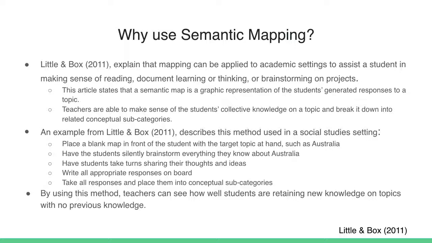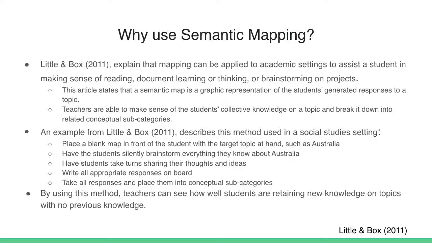So the article states that a semantic map is a graphic representation of a student's generated responses to a topic. This could be an individual process, or it could be a class process if the teacher decides to do it as a group. Teachers are able to make sense of the students' collective knowledge and then break that down into the subtopics that are listed in an actual semantic map, which is the different webs that come out of the center of the map. This one specifically describes an example used in a social studies class, learning about Australia.